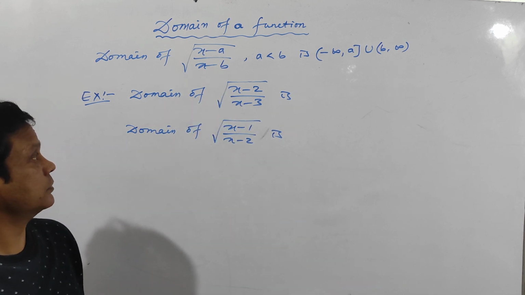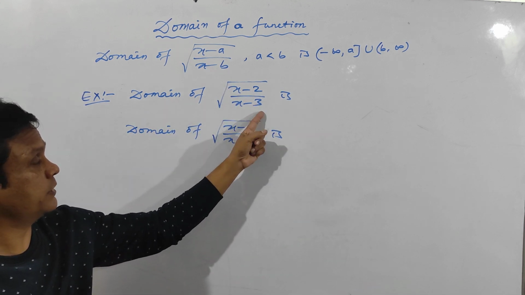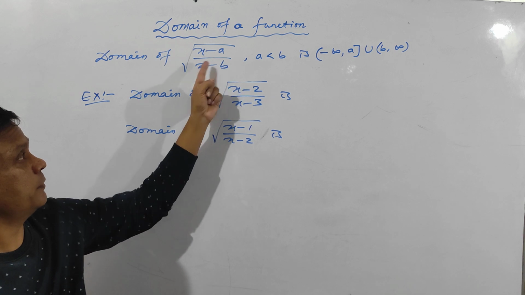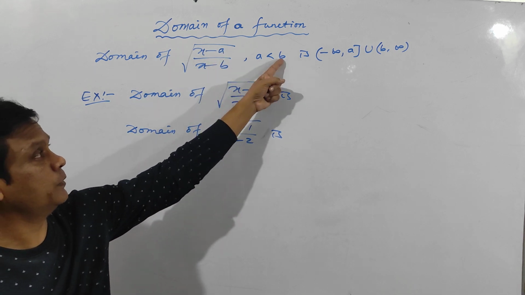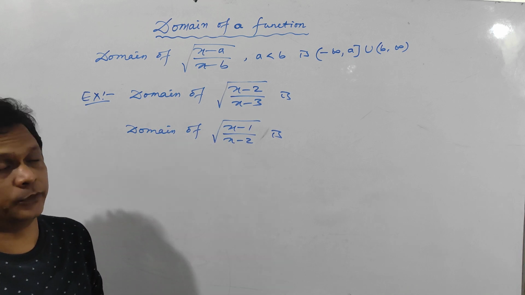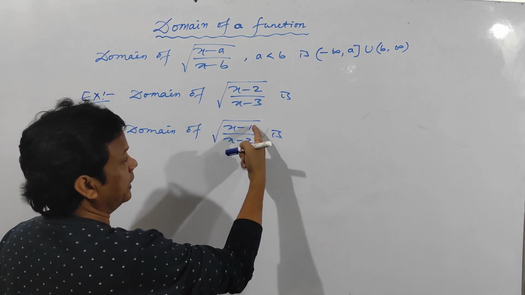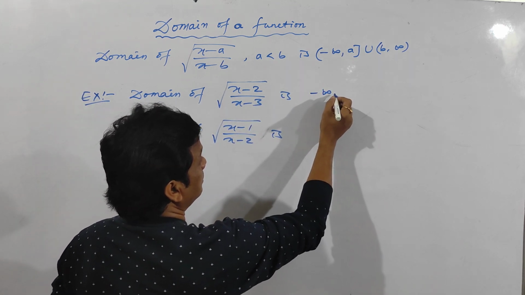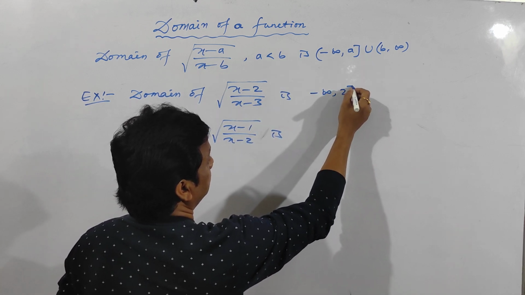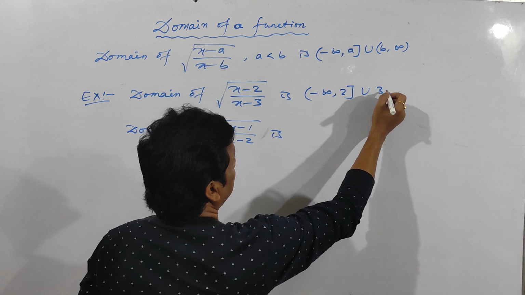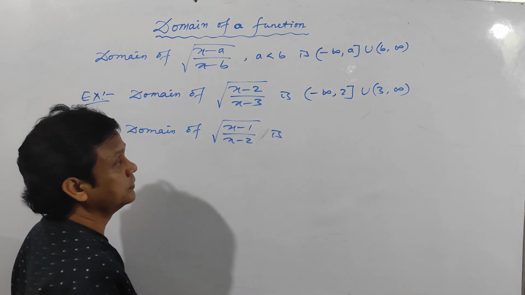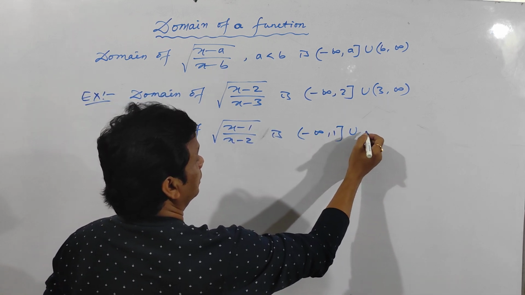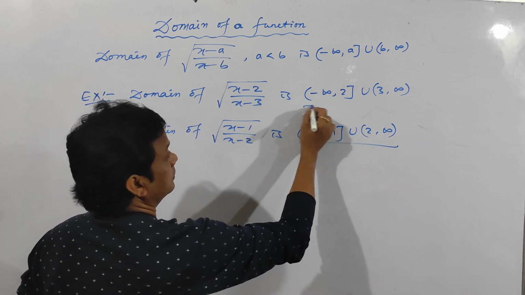See here, I have given two examples. Domain of square root of (x minus 2) by (x minus 3) and domain of square root of (x minus 1) by (x minus 2). The condition is that in (x minus a) by (x minus b), a should be less than b. That means the numerator constant should be less than the denominator constant. Here 2 is less than 3 and 1 is also less than 2. So put the answer directly. Domain is minus infinity to a; in place of a I am writing 2, union 3 to infinity. Here and here, minus infinity to 1 union 2 to infinity. So this is the answer. Clear?